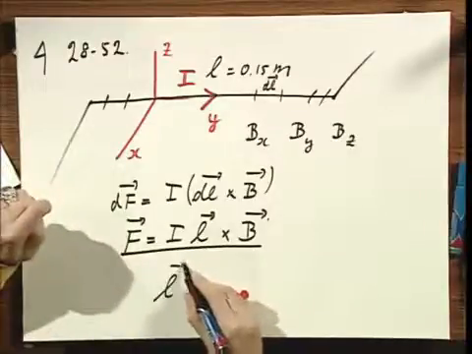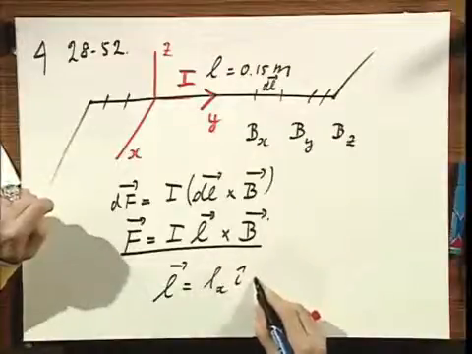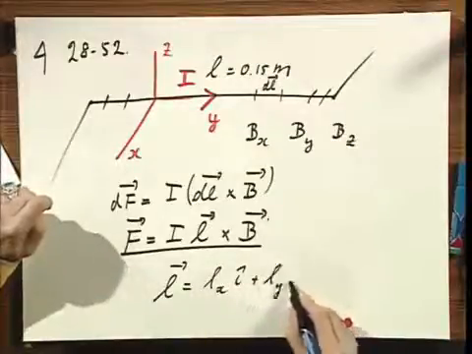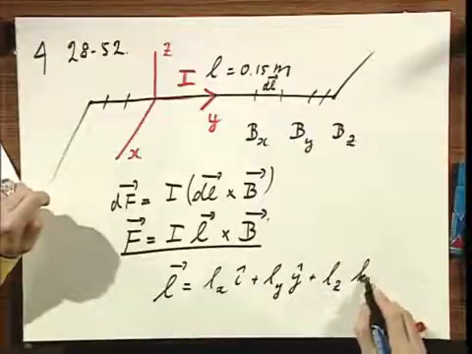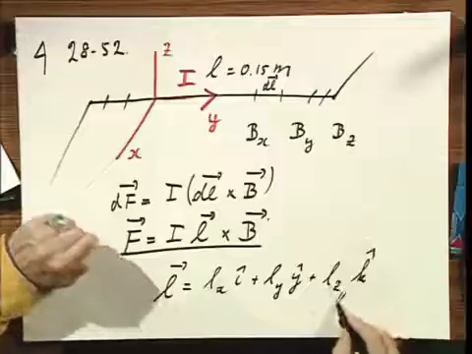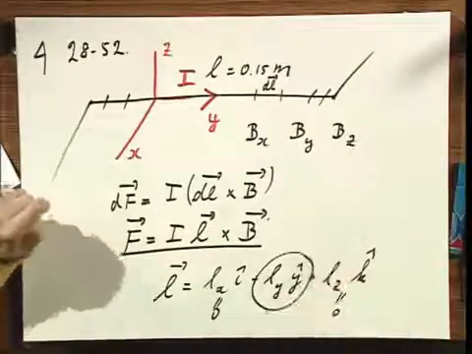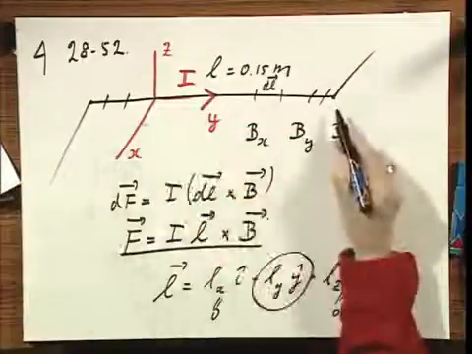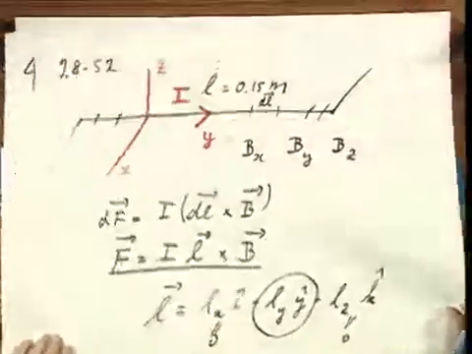L itself equals Lx times the unit vector in the X direction plus Ly times the unit vector in the Y direction plus Lz times the unit vector in the Z direction. This is 0. This is 0 because we only have L in the Y direction. And so now we have to do the cross product.